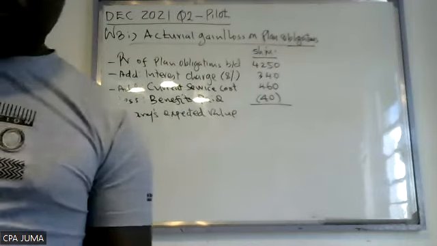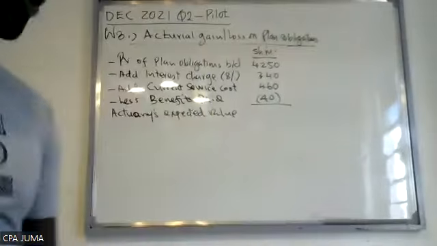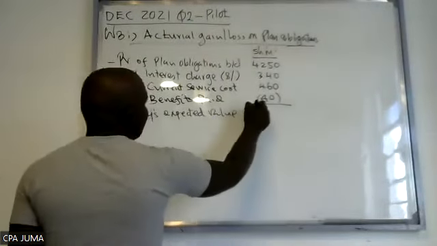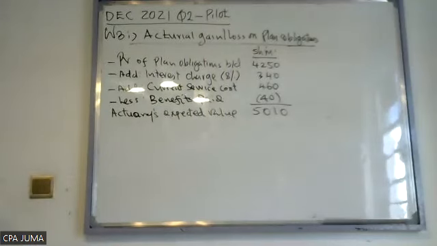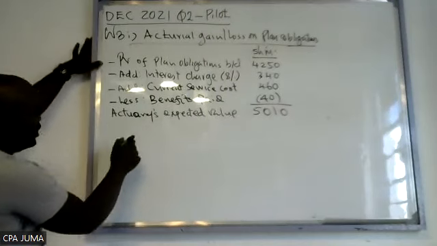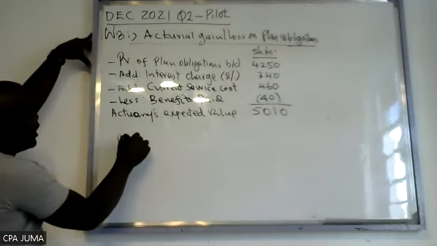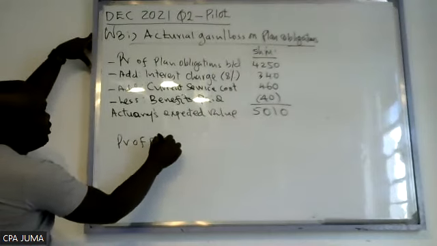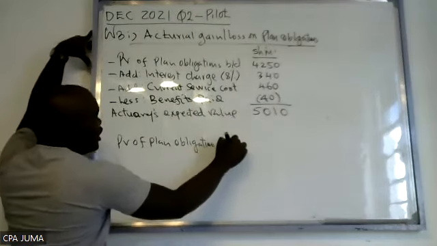Project that. I think after that we finish the question. 50-10. Skip one line. We check the actual outcome vis-a-vis the expectation. So present value of plan obligation carried down.